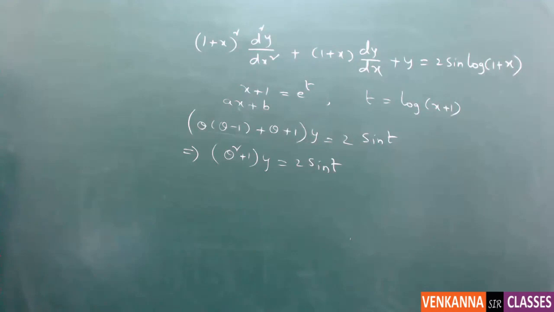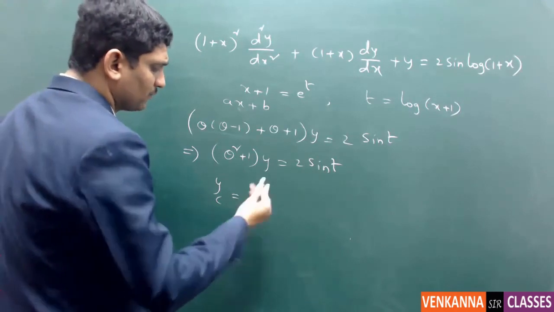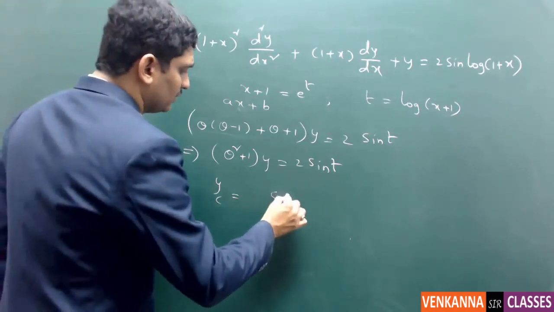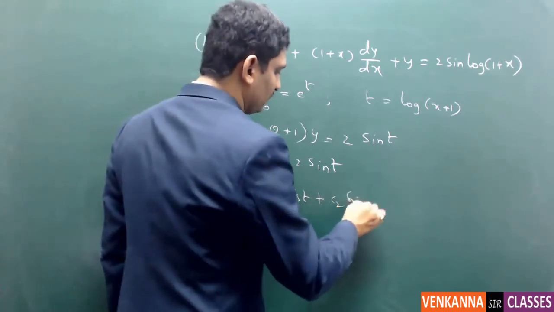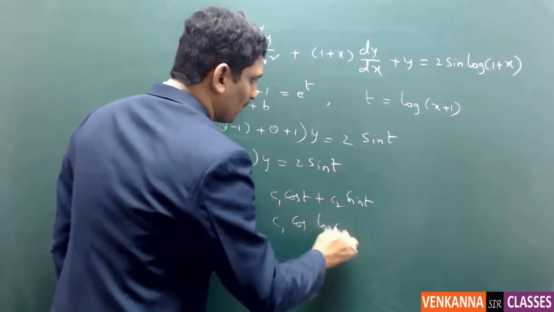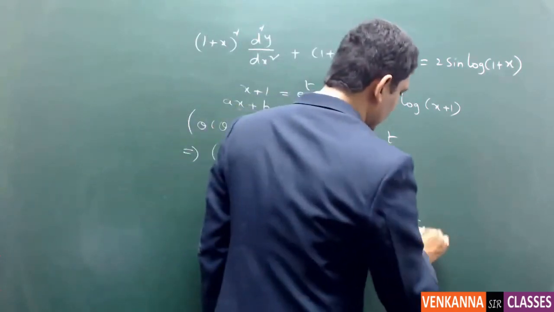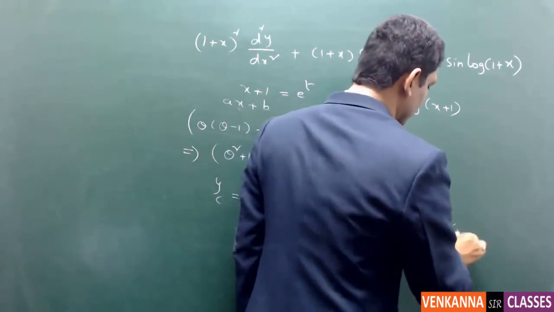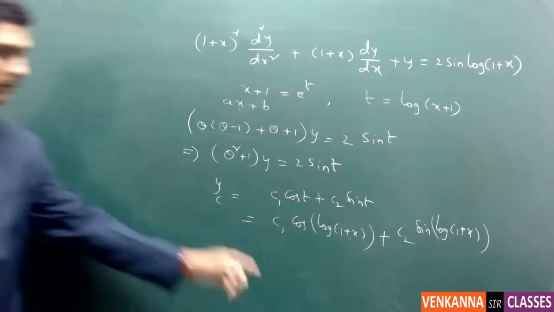Initially, I have taken a simple problem for you, right? So if you write yc, it is c1 cos t plus c2 sin t, nothing but c1 cos log of 1 plus x plus c2 sin log of 1 plus x. It will come like that. Accepted?